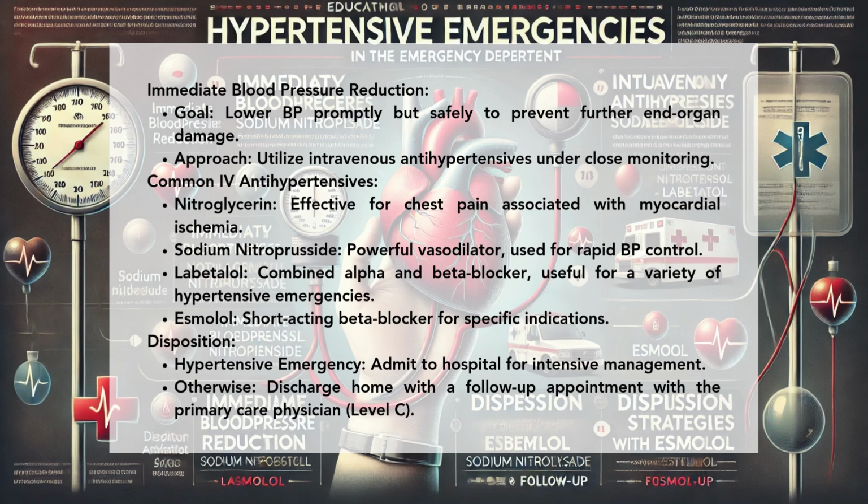Common IV antihypertensives: nitroglycerin, effective for chest pain associated with myocardial ischemia. Sodium nitroprusside, a powerful vasodilator used for rapid BP control. Labetalol, a combined alpha and beta blocker, useful for a variety of hypertensive emergencies. Esmolol, a short-acting beta blocker for specific indications.